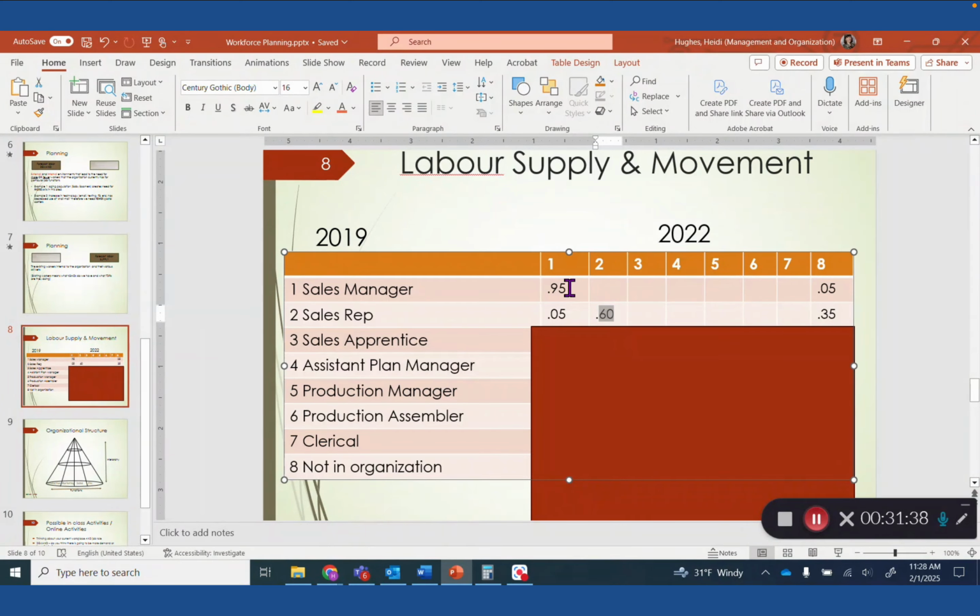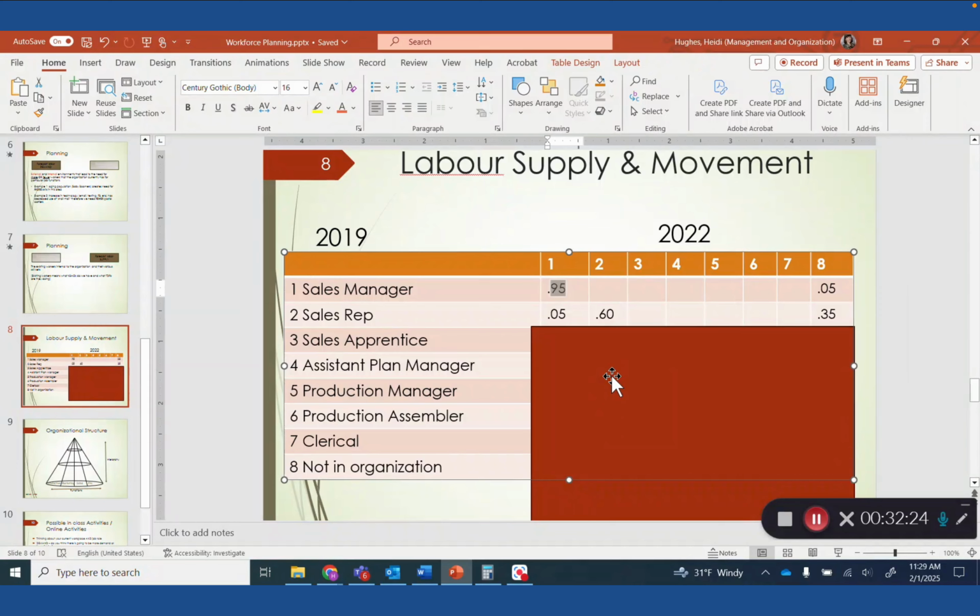Well, remember here that we only had 95% of our sales managers still in that position. We need to bring that back up to 100%. Where do we get another 5% to make our sales manager 100%? In this sample, we hired 5% from our sales representatives. So we promoted 5% of our sales reps to being sales managers. Now our sales manager position is back to 100%. That accounts for 5% of the sales reps, but we're still missing 35%.